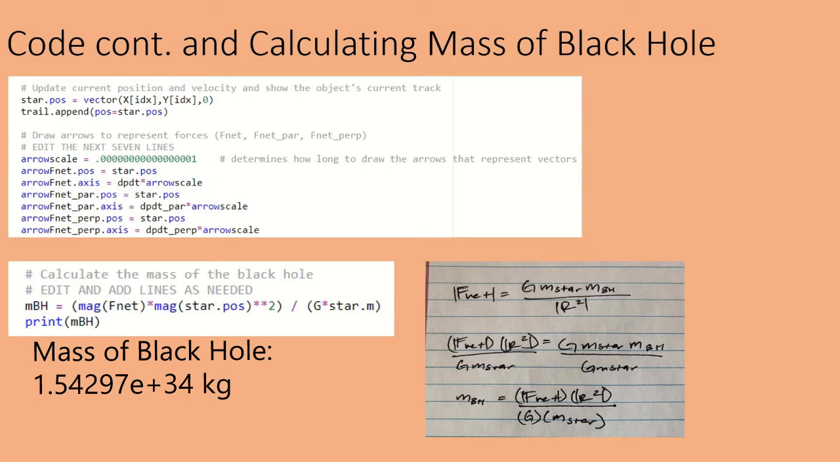Then we can input that into our code, as you can see there, the M of BH, and then we can find what the mass of the black hole is. And as you can see above, we actually have an arrow scale that will give us some arrows so that we can visualize how the forces look through the course of the trajectory of the star. I'll show that on the next slide.